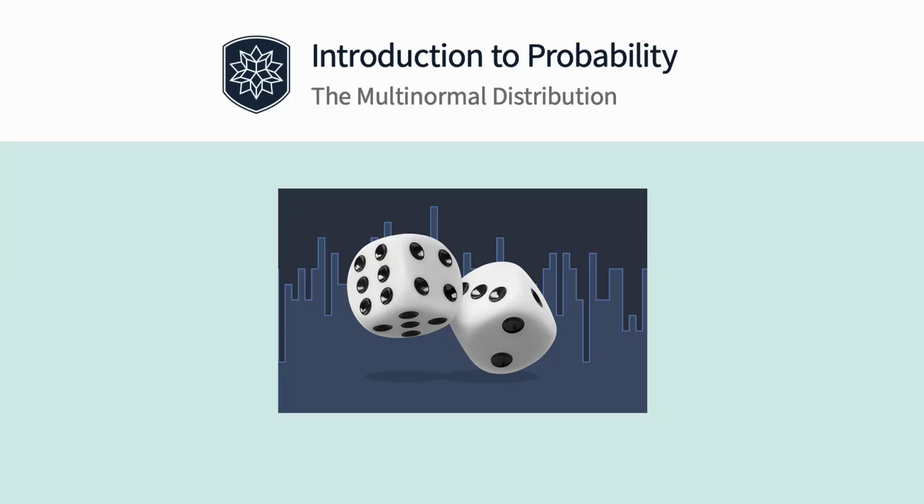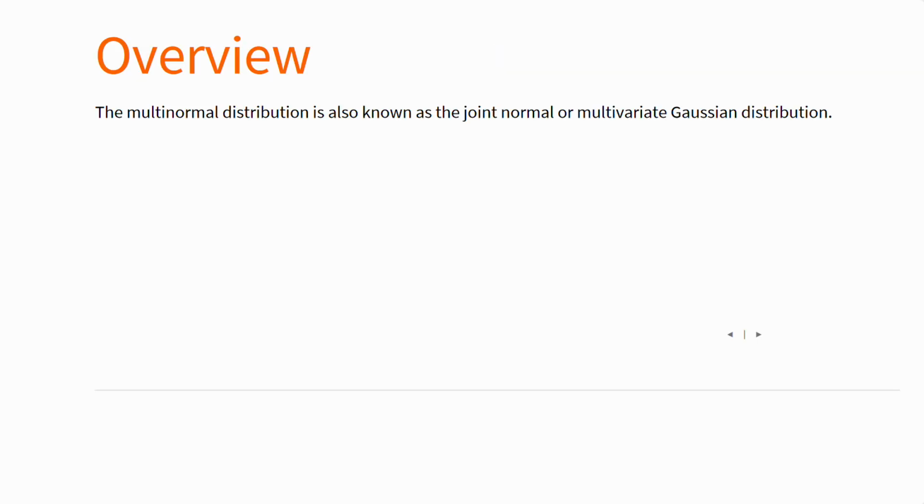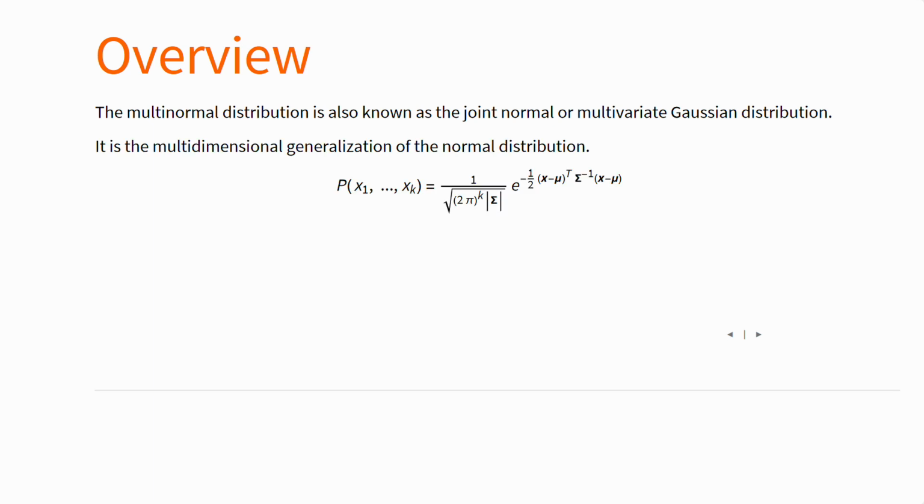Hello and welcome to lesson 19 of this Introduction to Probability on Wolfram U. The topic for this lesson is the multinormal distribution. Let's begin. The multinormal distribution is also known as the joint normal or the multivariate Gaussian distribution. It's the multidimensional generalization of the normal distribution.